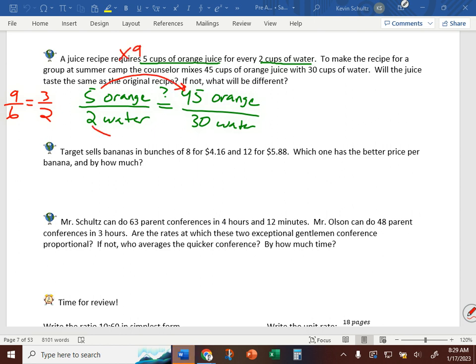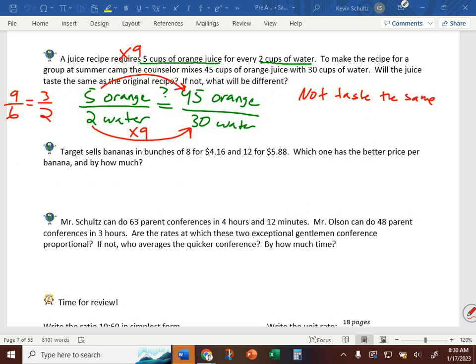9. If you did the same thing here, how many cups of water should there be? If you multiply the cups of orange juice by 9 to get 45, to keep it proportional, you do the same thing to the water. How many cups should there be? 18. There are not. There are 30. So, will it taste the same as the original recipe? It will not, because they're not proportional.